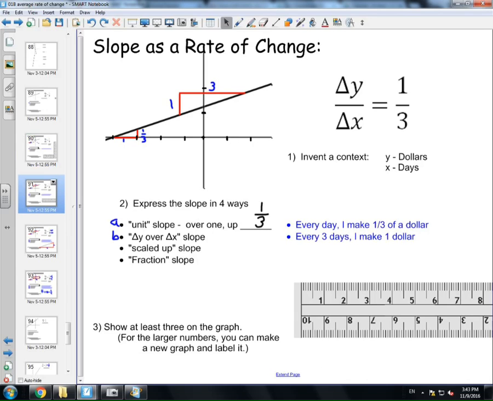The next slope that I need to do is the change in y over change in x slope, and that one is the most straightforward. That says the change in y is 1 and the change in x is 3.